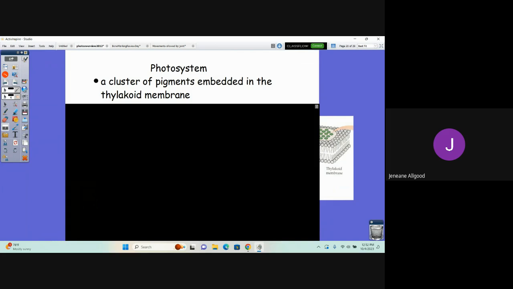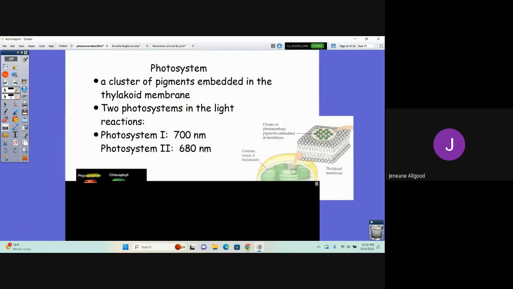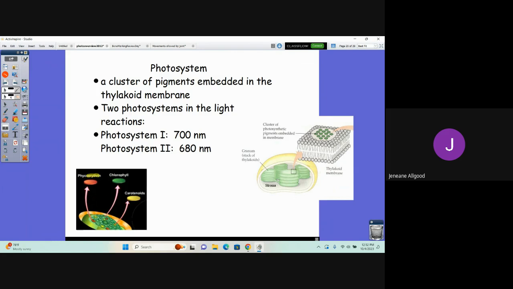So a photosystem is a cluster of pigments embedded in the thylakoid membrane. Now, just like any other membrane, this is going to be a lipid bilayer. And so this will be a cluster of pigments in the lipid bilayer, specifically the thylakoid membrane. We've got two photosystems. You don't really have to memorize the wavelengths that they absorb best. I can't always keep them straight. Basically, it just has to do with averaging which pigments they have, and that's kind of the average wavelength that they tend to absorb.